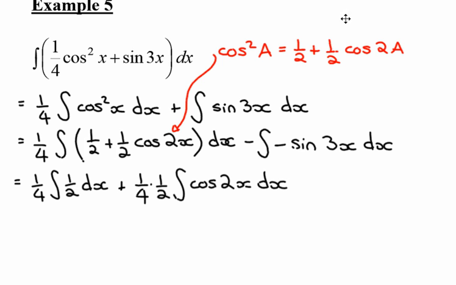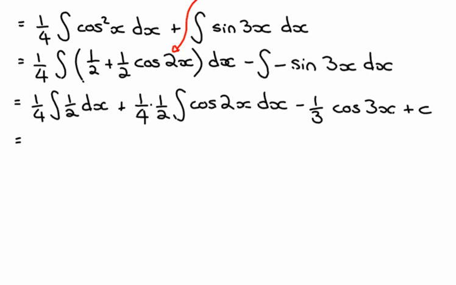And this I can integrate straight away. I put down my minus. And the integral of negative sine 3x is just 1 over 3 cos 3x. And because I've integrated something, I've got to put a constant of integration, even though I haven't integrated this whole story yet. All right.